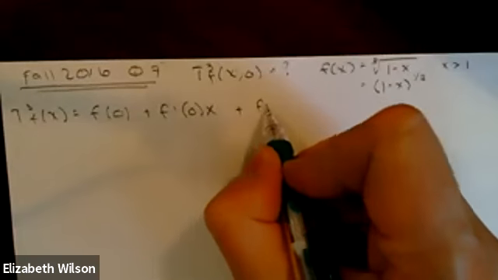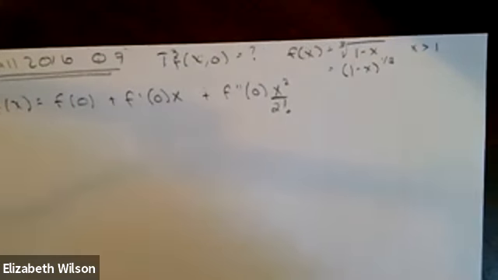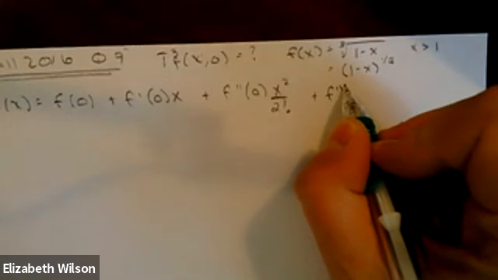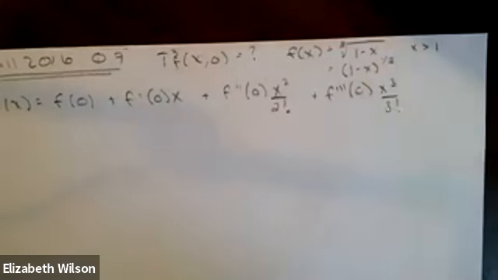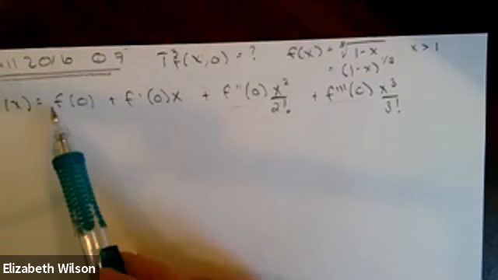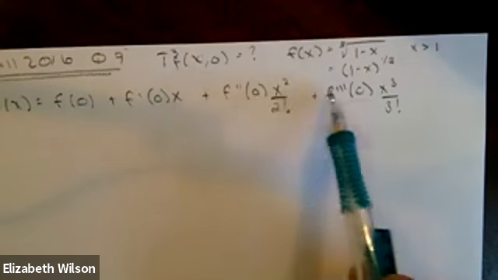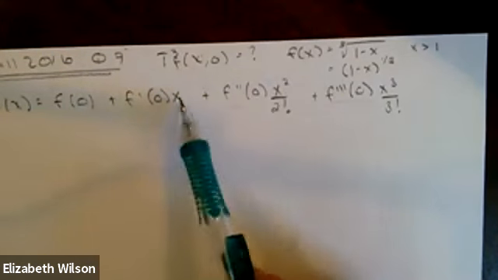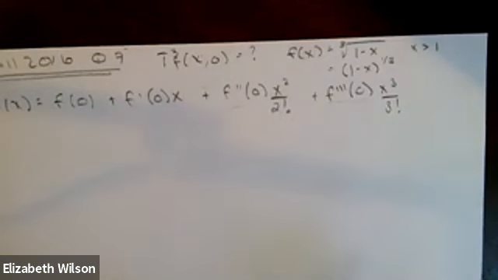I need to take my second derivative, evaluate it at 0. It's going to be x squared divided by 2 factorial. And I have to take my third derivative, evaluate at 0, times x cubed divided by 3 factorial. These derivatives here, with the function being our 0th derivative, all tell us the coefficients for these portions of our Maclaurin polynomial. 2 factorial and 3 factorial also form part of our coefficients.